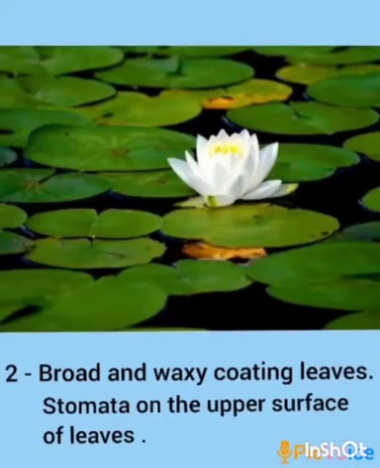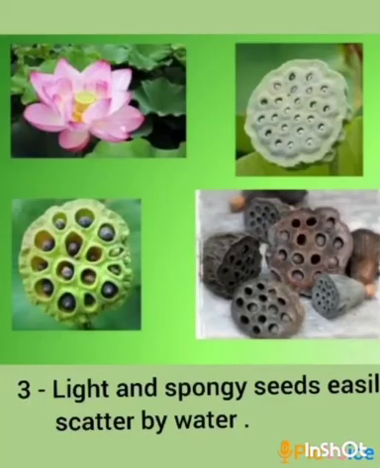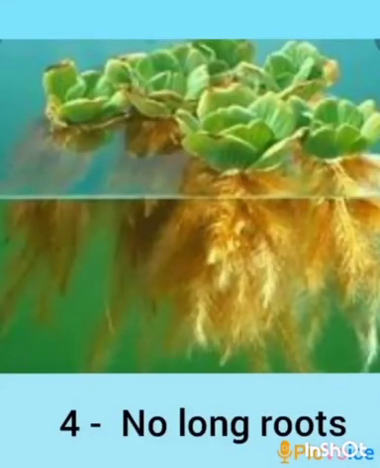Their leaves are broad with a waxy coating that prevents them from rotting. Leaves have stomata on the upper surface to breathe easily. Their seeds are light and spongy, so they can be dispersed or scattered by water. Aquatic plants do not need to look for water, so they do not have a long root system.